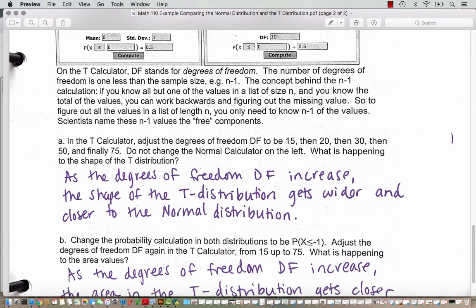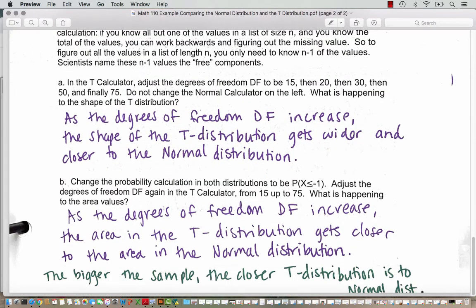So that's what we explain here in part A. As the degrees of freedom, what we call df for short, increase, the shape of the t-distribution gets wider and closer to the normal distribution. Now we're going to do the comparison by changing the probability calculation on both distributions to be the probability that our x value is less than or equal to -1. And then we're going to adjust the degrees of freedom again from 15 up to 75 and see what's happening to the areas as we go.